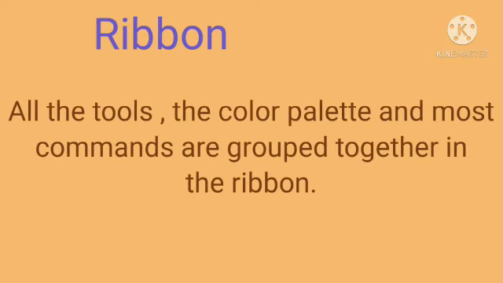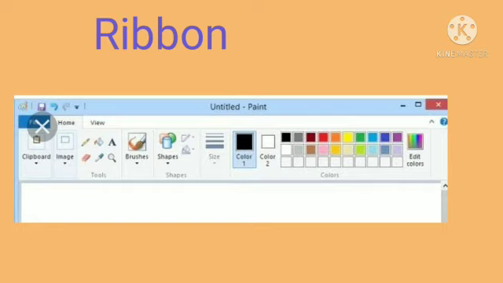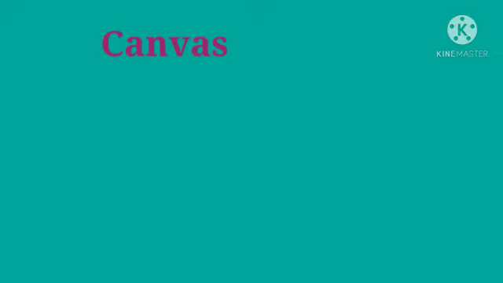Ribbon. All the tools, the color palette and most commands are grouped together in the ribbon. Each tab displays a ribbon which is a strip containing the sets of tools placed in various groups. For example, the Home tab shows groups like shapes, tools, and colors, etc.